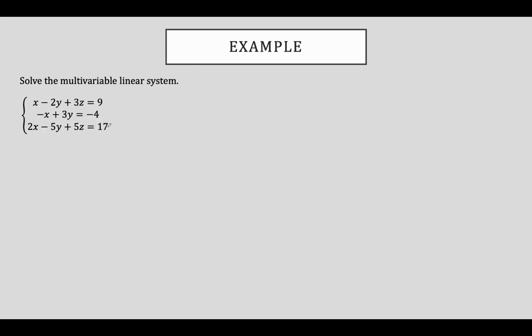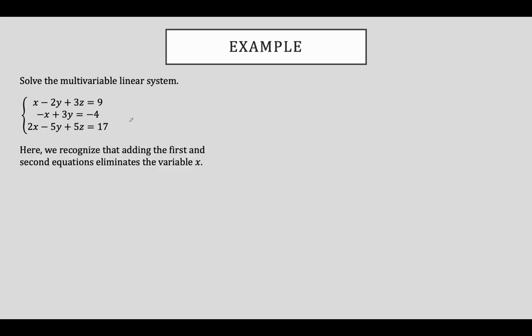Solve the multivariable linear system. Again, whenever you have multiple variables, think about ways that you can try to eliminate a variable. In other words, create a system that has fewer than three variables. Well, in this particular case, I see that my first equation has an x and my second equation has a negative x.